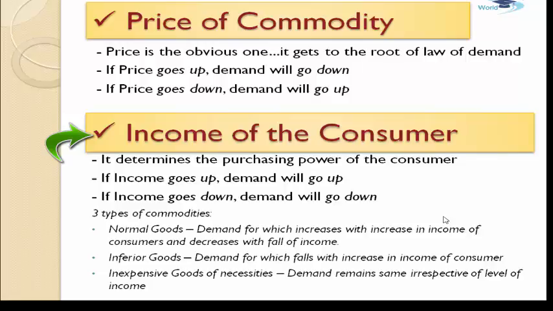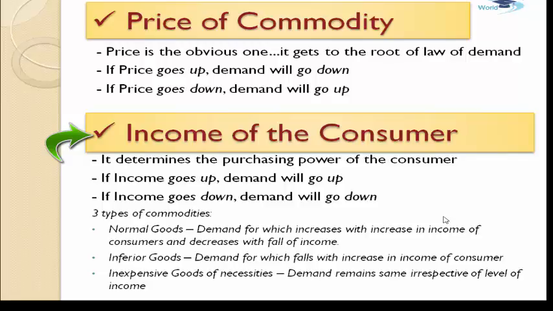Inferior goods are those goods the demand for which falls with increase in income of the consumer. For example, the demand for coarse cereals like maize or jowar may decrease when income increases beyond a particular level because the consumers may substitute it by superior cereals like wheat or rice.